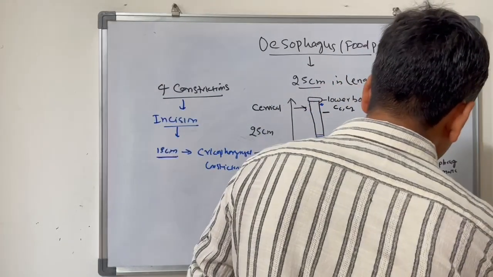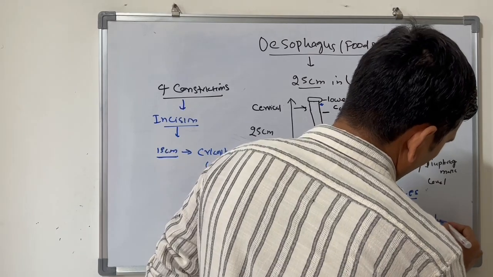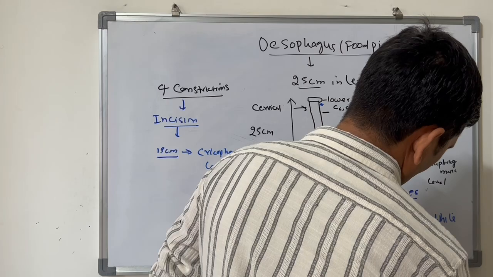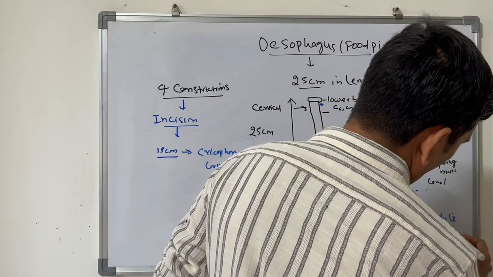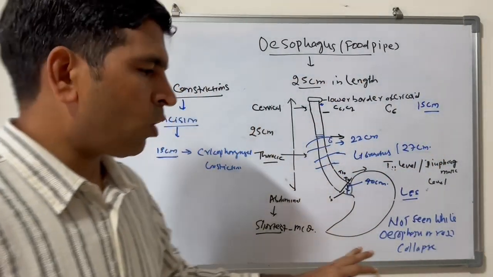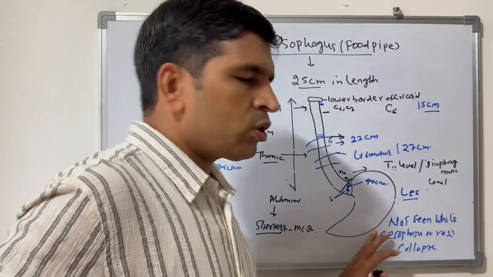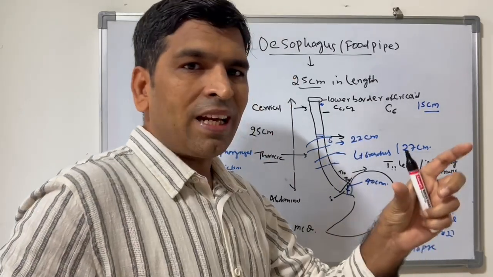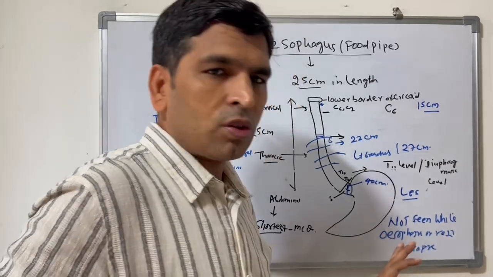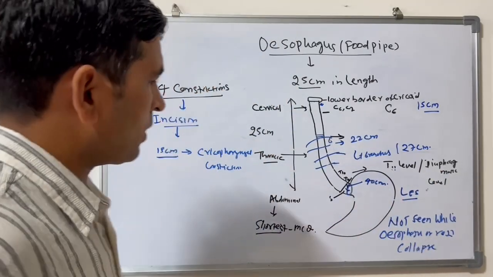These constrictions are not seen while the esophagus is at rest or collapsed. So on a normal X-ray, they are not seen. If you give contrast, because of peristalsis or dilatation of the esophagus, or during upper GI endoscopy, you can see these constrictions of the esophagus, but they are not seen when the esophagus is collapsed.